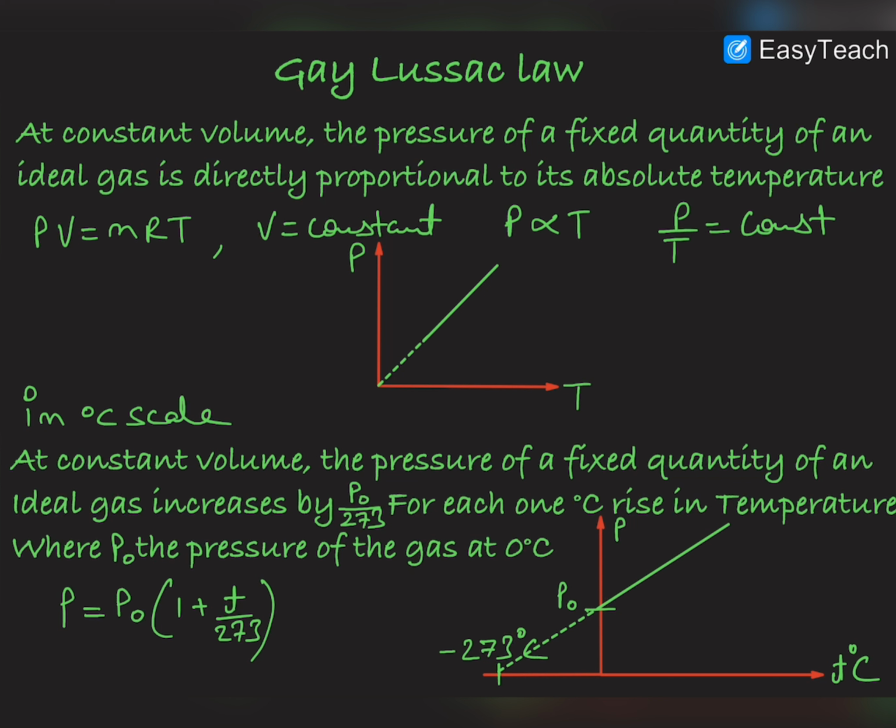In the degree Celsius scale, again we can say that Gay-Lussac's law in degrees Celsius is P is equal to P naught times 1 plus T by 273. So we can say that for each 1 degree rise in temperature, the pressure of an ideal gas at constant volume rises by P naught by 273, where P naught is its pressure at 0 degree Celsius. Again the graph between pressure and temperature in degrees Celsius would look like that. So this is Gay-Lussac's law in the degree Celsius scale.